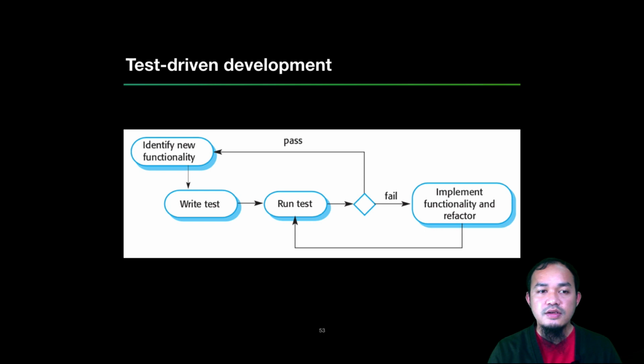If it passes, then write another new function. If it fails, implement the functionality and then refactor. You have to do refactoring if some feature does not meet the test of TDD. Change the code and retest until you pass. Otherwise, you have to do it again and again until you succeed. This is the process of test-driven development.